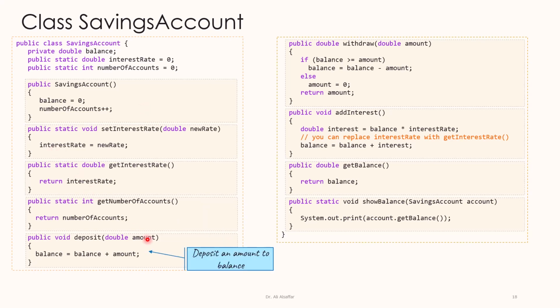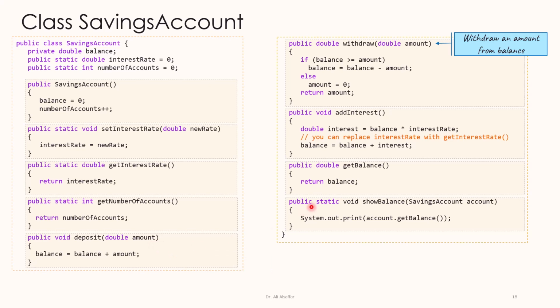For depositing an amount of money to balance, we use the non-static method deposit, and for withdrawing money, we use the withdraw method for deducting an amount from balance. Now for withdrawing, notice that it returns a value. This value is the amount deducted from balance. If there is sufficient balance, then this amount supplied as an input parameter will be deducted from balance and will be returned as a return value.